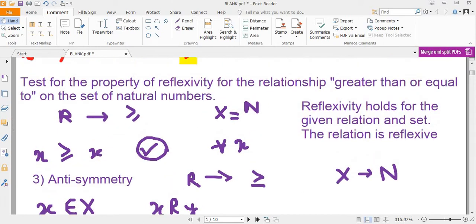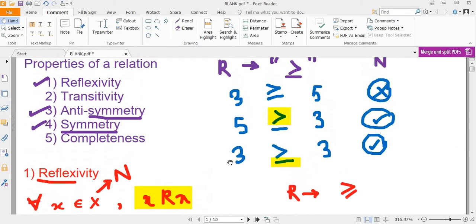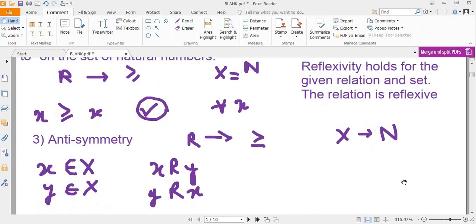So you remember in the previous video I had mentioned that there's a concept of order here. So 3 is not greater than or equal to 5, but 5 is greater than or equal to 3. So in this case you can see that when I say 3 is greater than or equal to 5, the relationship does not hold. But when I say 5 is greater than or equal to 3, the relationship does hold.